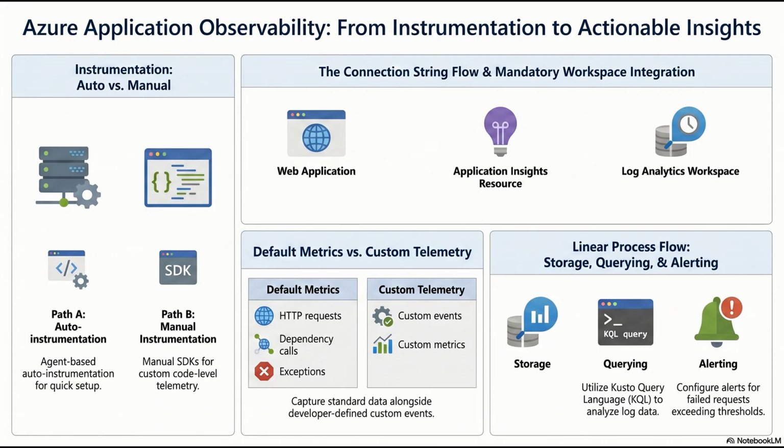It relies on external components. To render a page, it makes a query to a backend SQL database, or it calls an external payment gateway API over HTTP, or it reads a blob file from a storage account. Right. These outbound calls are called dependencies. The Application Insights SDK automatically instruments the HTTP clients and database drivers within your application to track these outbound calls.